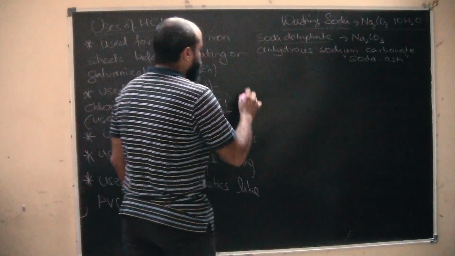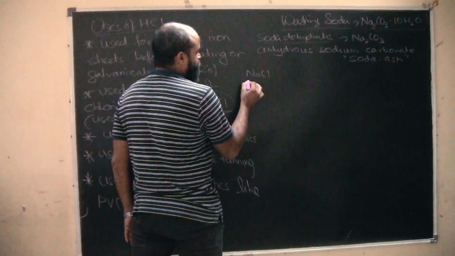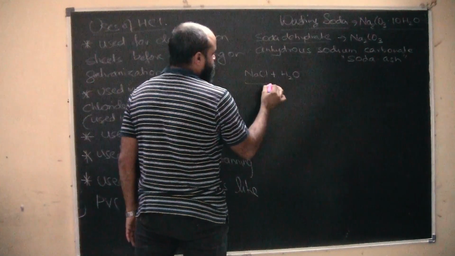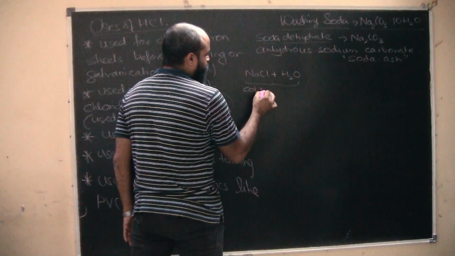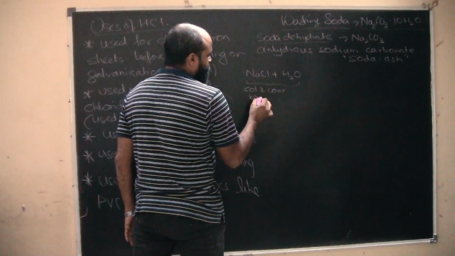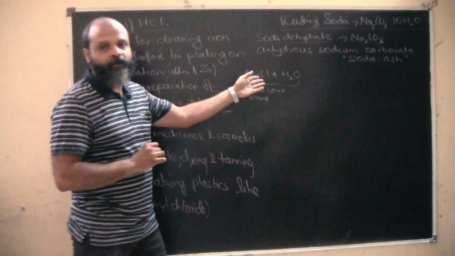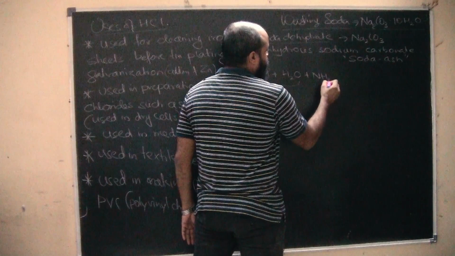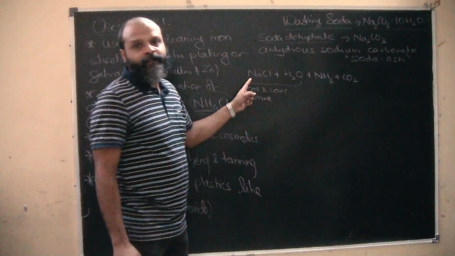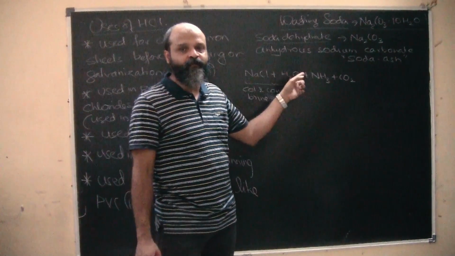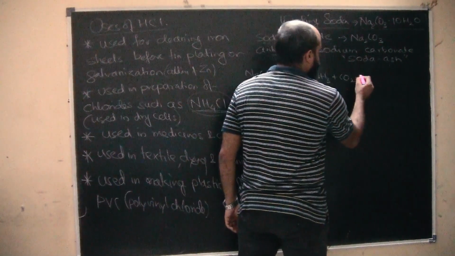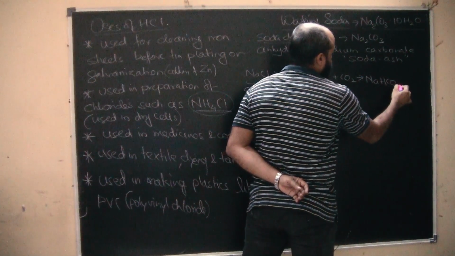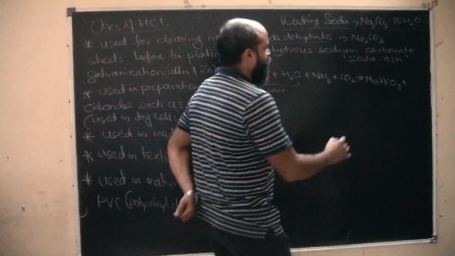Now how do we prepare this? We basically will take a cold and concentrated solution of sodium chloride, which is called brine. Brine means a concentrated solution of sodium chloride. This is cold and concentrated. We treat it with ammonia and we treat it with carbon dioxide. A cold and concentrated solution of sodium chloride in water is treated with ammonia and carbon dioxide to obtain sodium hydrogen carbonate. This is what we get along with ammonium chloride.